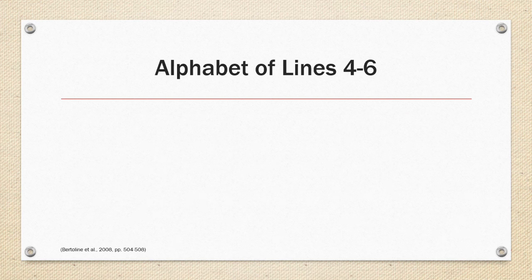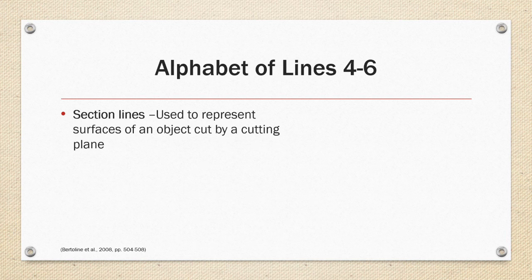Moving on to line types 4 through 6. The fourth line type is the section line, which is used to represent surfaces of an object sectioned by a cutting plane, and is represented by a solid thin line.